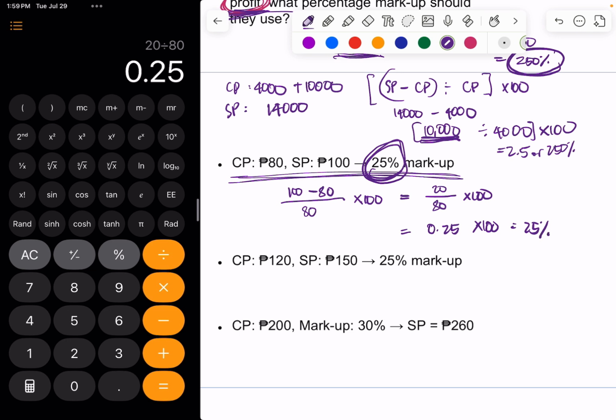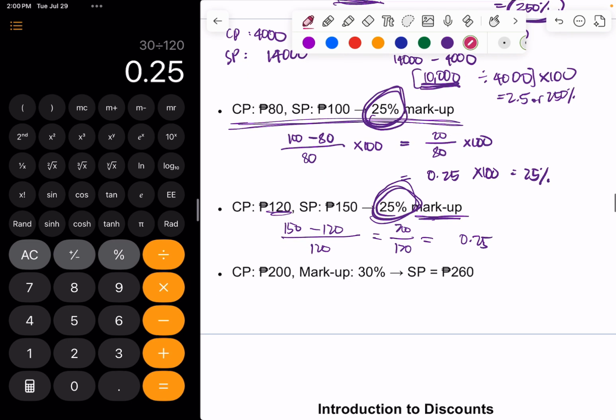Okay, next process is still the same. Pangitaon gihapon ang markup percentage. So that means 150 minus 120 divided by your cost price, which is 120. So you'll have 30 over 120. So 30 divided by 120, you'll have 0.25 or 25%.